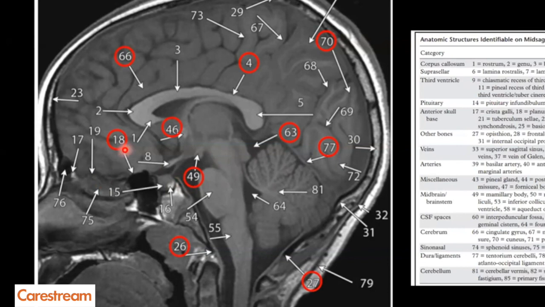This marked as number 18 over here is your planum sphenoidale. So many a time you have meningiomas which are broad based towards the planum sphenoidale. So this is that area, and this is your sphenoid sinus. All of us know that this is the pons, and this is how the normal structure of the midbrain, pons and medulla looks.